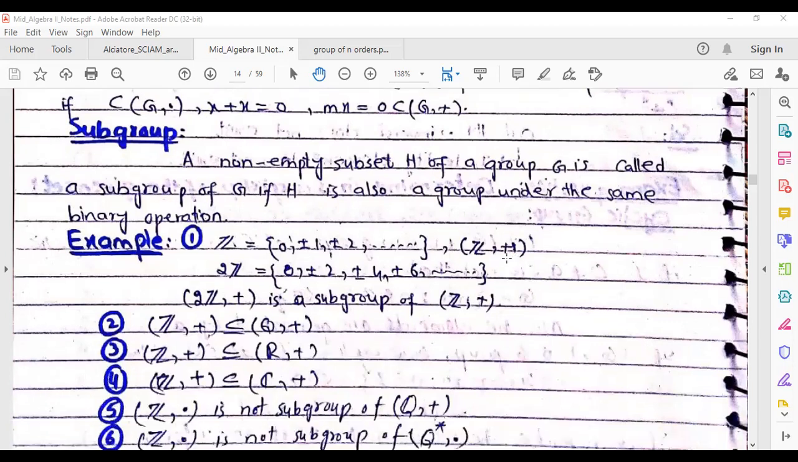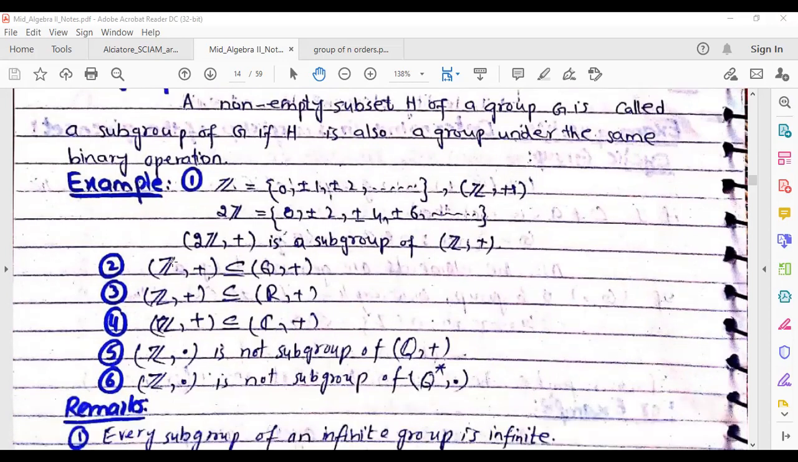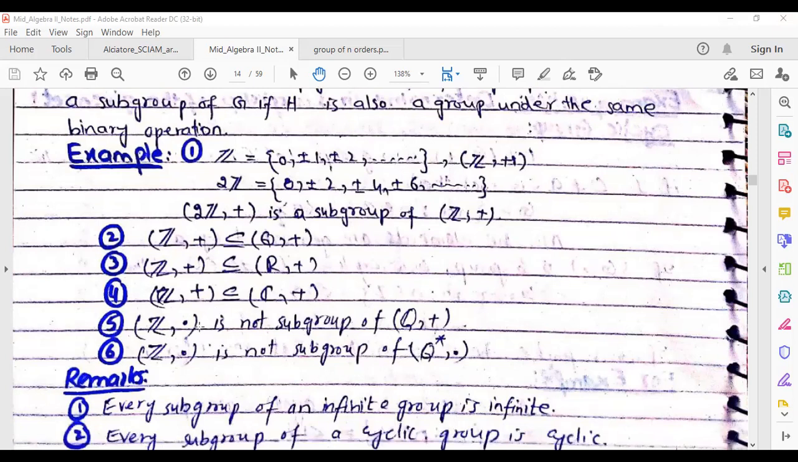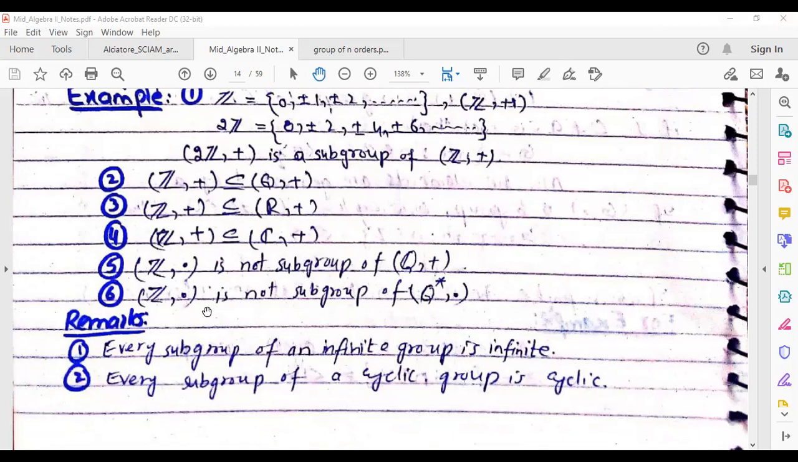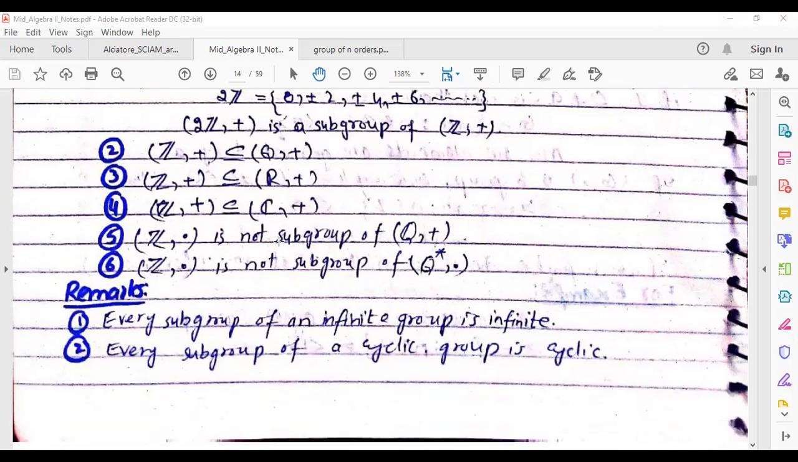For example, in Z, if we take some elements as a subset of Z, like 0, 2, 4, 6 and so on, 2Z is a subset of Z, and 2Z also satisfies all the properties of a group. That's why 2Z is also a group, and 2Z is a subgroup of Z. Similarly, the set of integers belongs to the set of rational numbers Q, so the set of integers is a subgroup of the rational numbers. Similarly, the set of integers is a subgroup of the real numbers. The set of integers under multiplication is not a subgroup. So here we see counter examples and other examples to clarify our definitions.